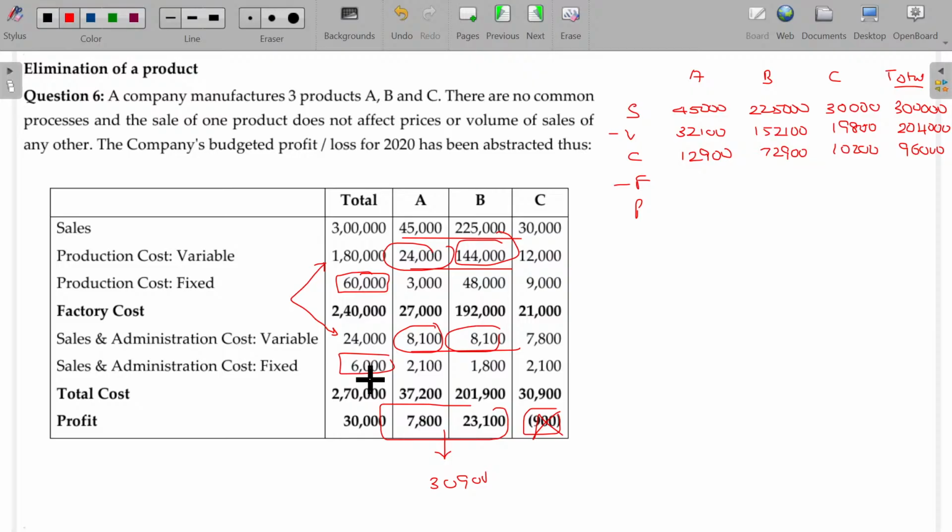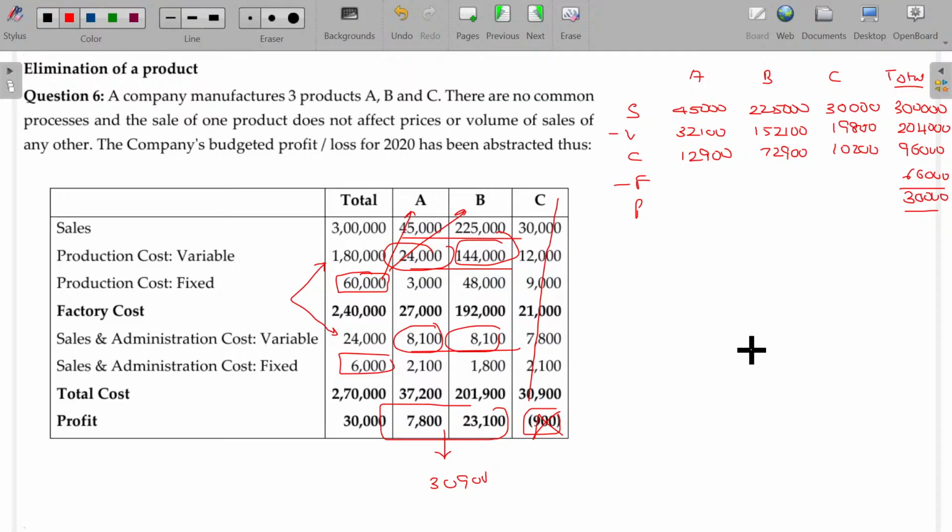By eliminating, what happens now? The 60,000. If I eliminate the product C, this entire 60,000 will be absorbed by A and B only. No other way. Showroom cannot be eliminated. The rent and administration cost remains the same. Earlier, the showroom cost was shared by 3. Now the entire 60 is shared by 2 products only, A and B. So 66,000. The profit being 30,000 rupees.